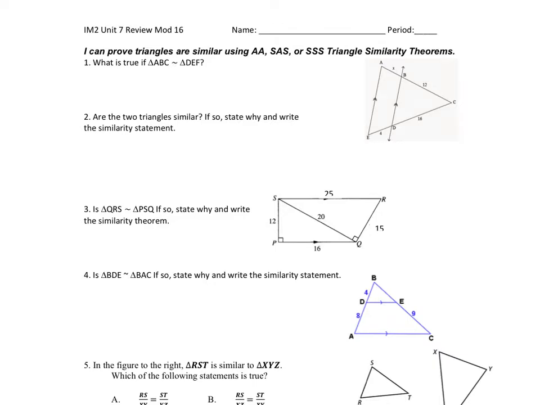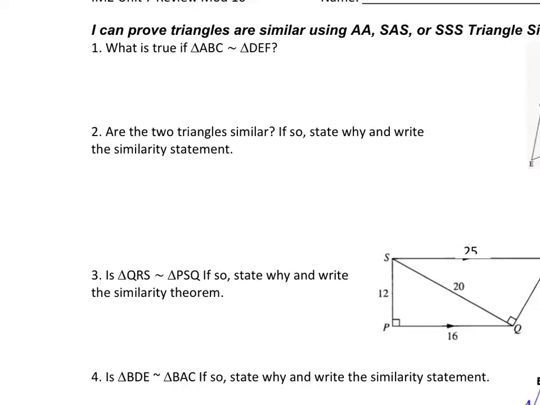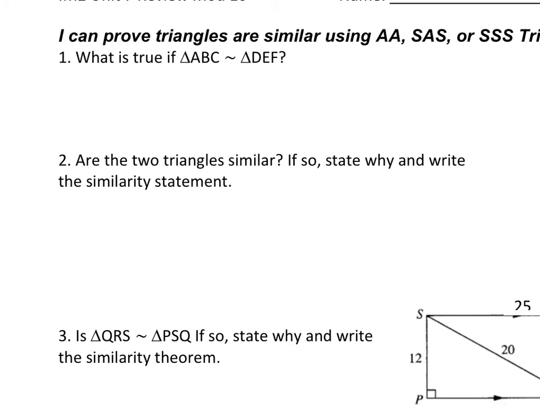All right, so starting with module 16 review. Number one is really just asking what is the definition of similar triangles. So what is true if we know that triangle ABC is similar to DEF? Now for this, we don't need a triangle. The triangle that is there is not even the one it's referring to. What are the two things that we know are true if we have similar triangles?